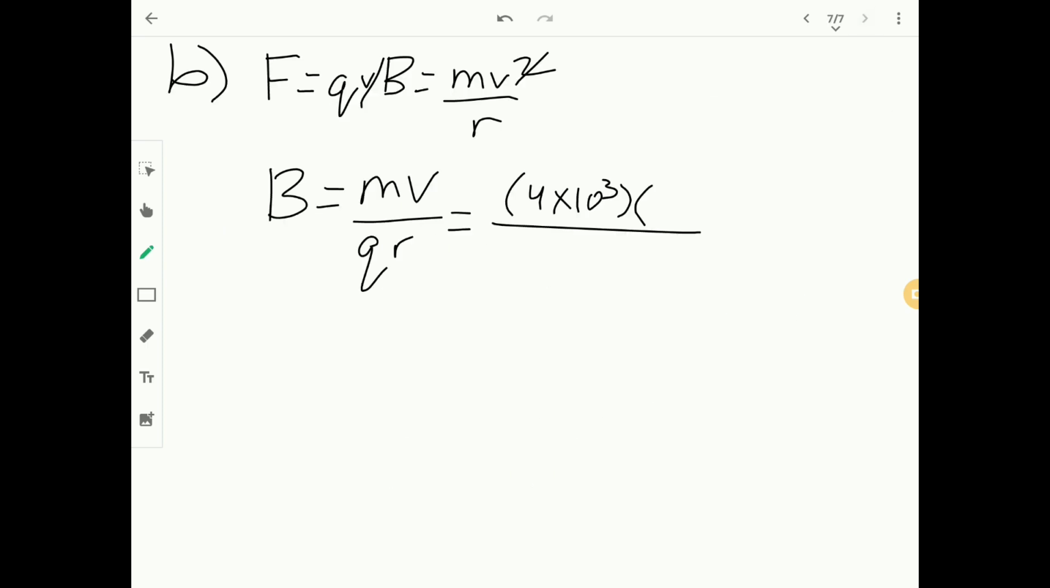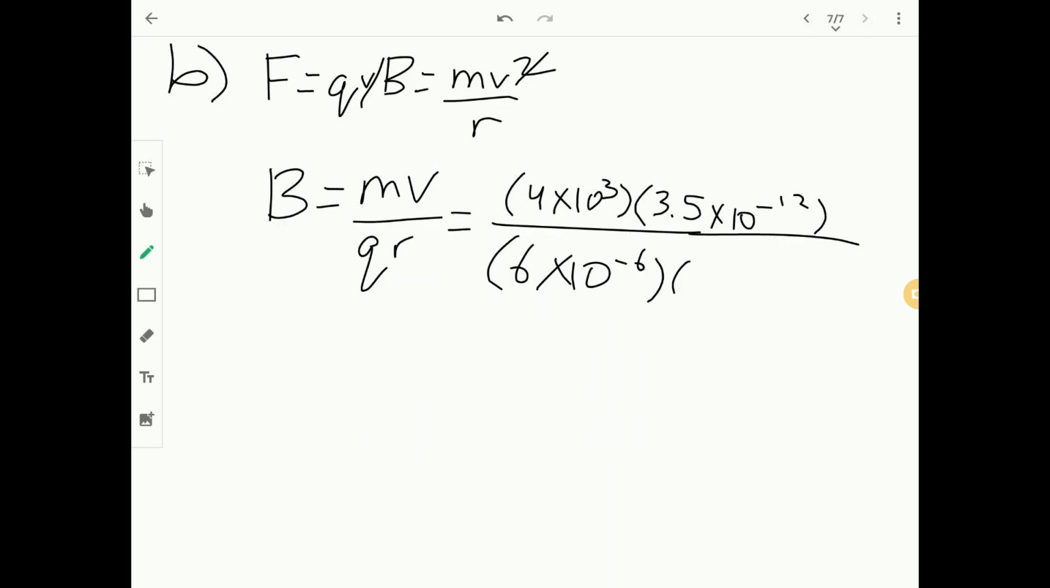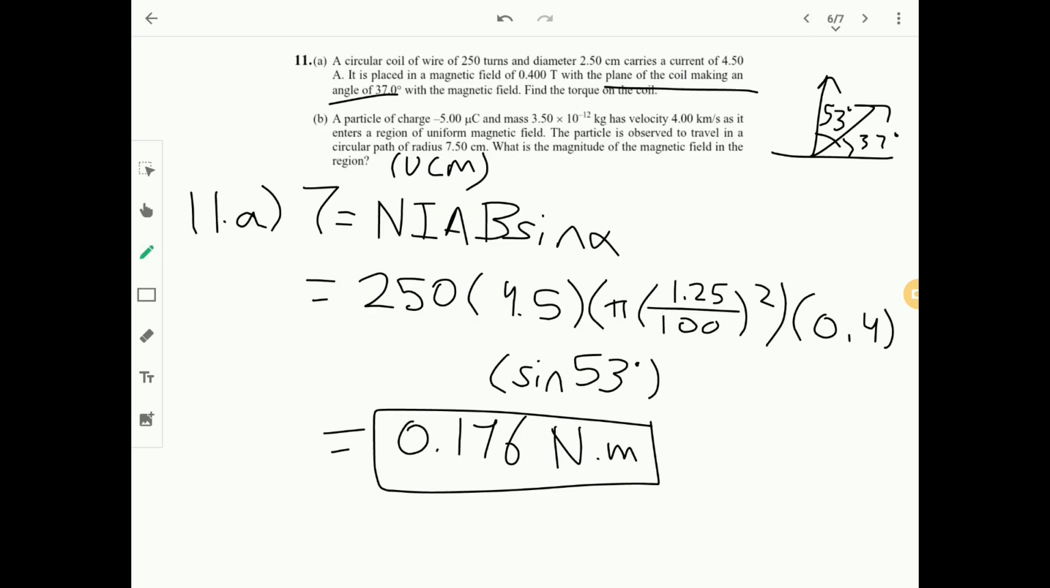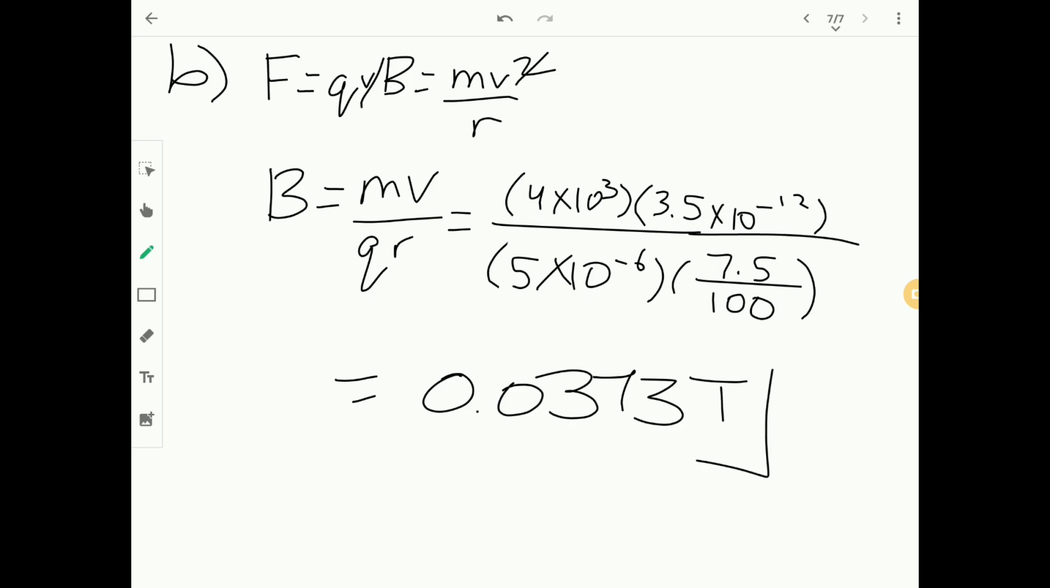3.5 times 10 to the power of minus 12. It was, I believe, 5 times 10 to the minus 6, because it was micro. The radius was 7.5 over 100. So we finally get 0.0373 Tesla. So this was our magnitude of the magnetic field.